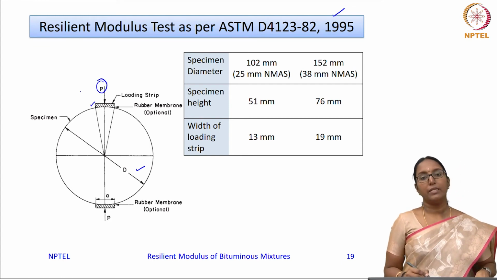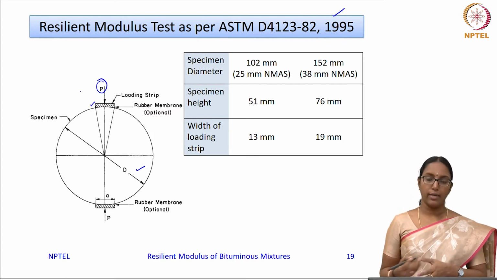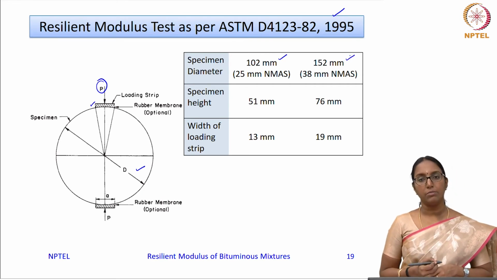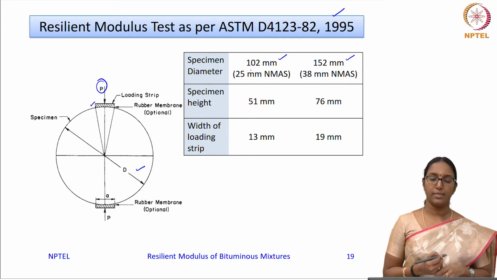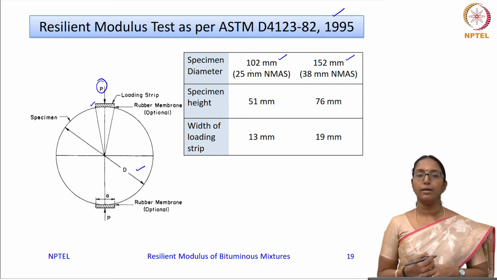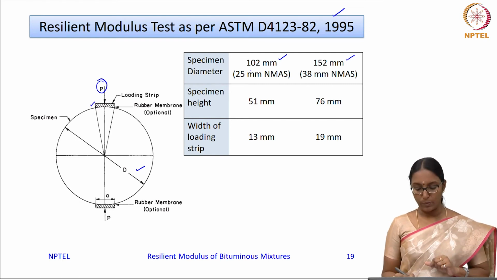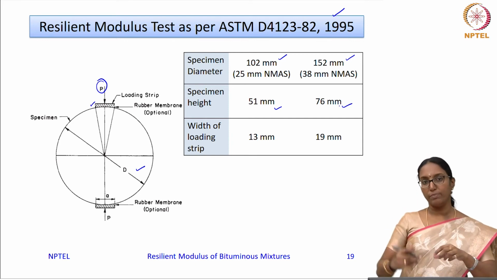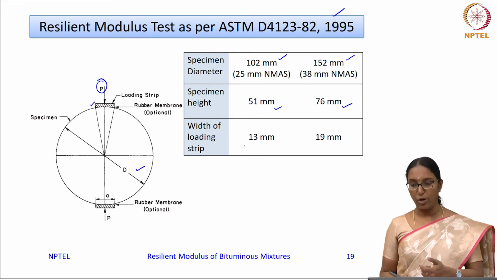The specimen dimensions: you can do it on a smaller specimen or a larger specimen, of 102 or 152 mm. If your nominal maximum aggregate size is up to 25 mm, you go for a 102 mm specimen, and if it is more than 25 and less than 38 mm, you go for a 152 mm specimen, and the thickness or height of the specimen is 50 mm and 76 mm respectively. You provide the loading strip on top of the specimen, which should have a width of 13 mm or 19 mm.